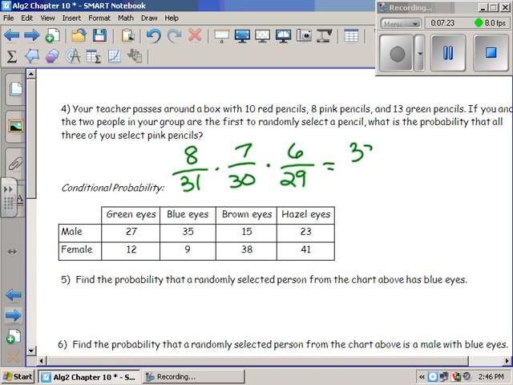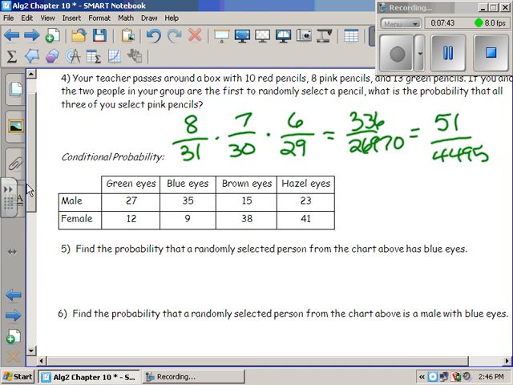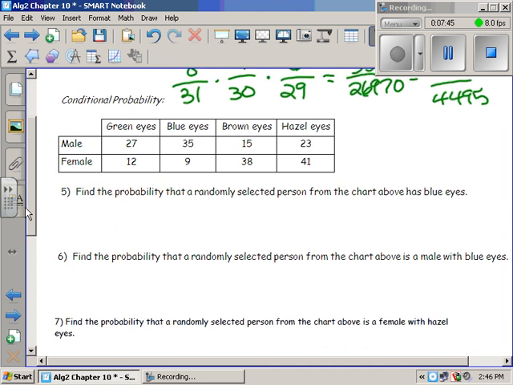336 out of 26,970, which I can reduce to 51 out of 495. Okay? So that would be calculating an independent event and a dependent event. Dependent is without replacing it.